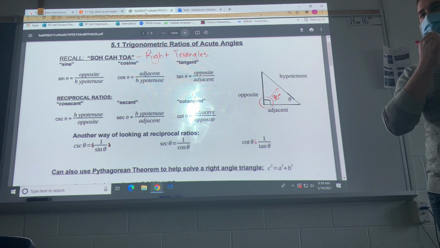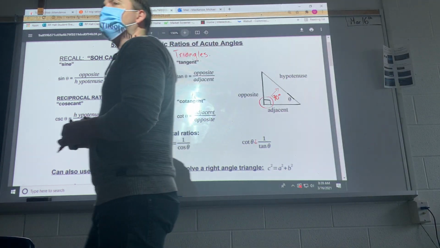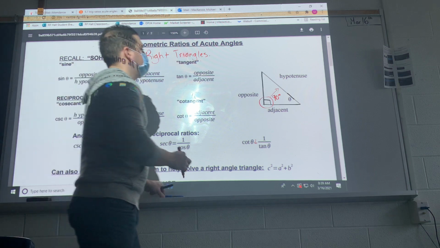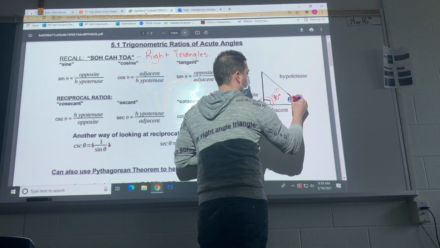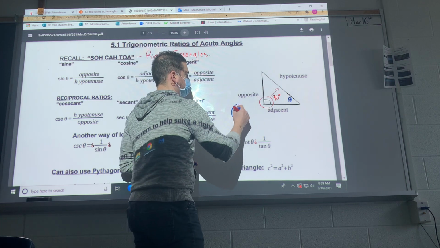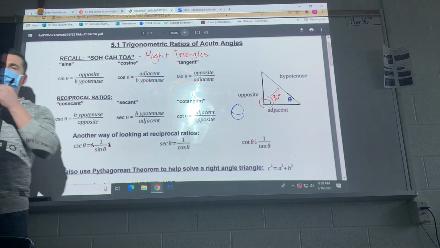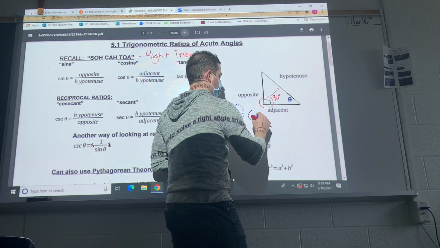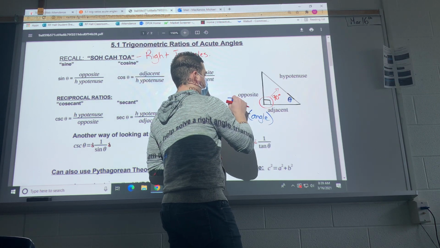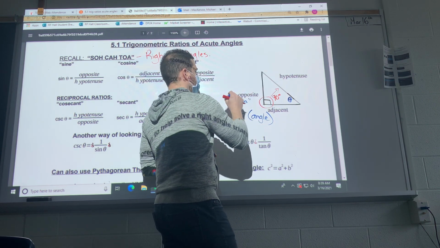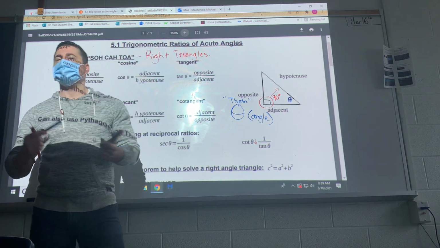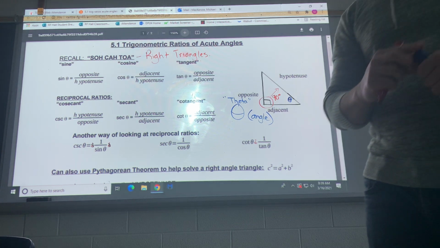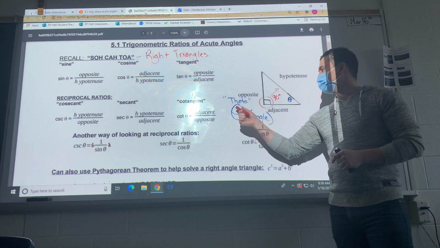Then the other two can switch. The opposite and adjacent could switch based on the angle that you are looking at. In this example, I put the angle here, and that's called theta. Theta represents the angle. It's just a symbol we use for the angle. We have a whole bunch of different ones you can use from the Greek alphabet, but beta and theta are the two most common ones.